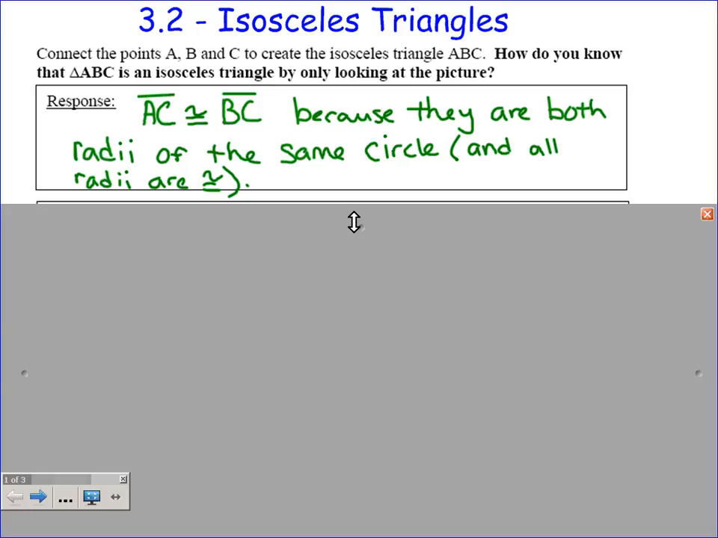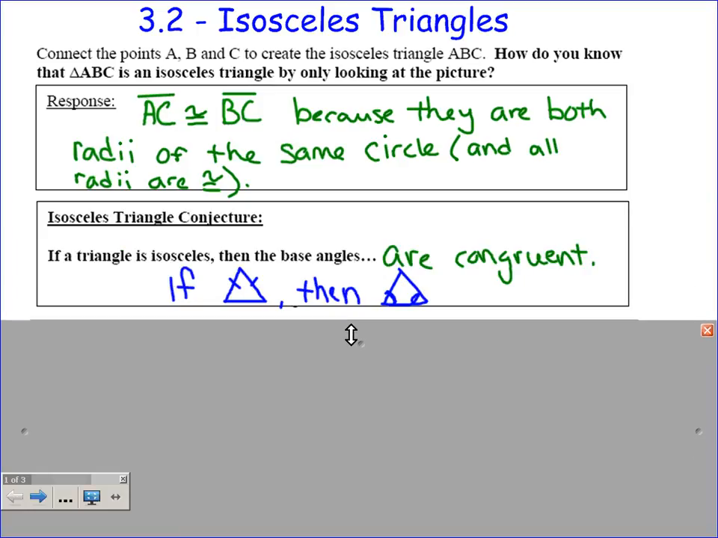You went through and you actually ended up measuring the angles and everything else, and you should have come up with some sort of conclusion here at the bottom, this conjecture, saying basically if a triangle is isosceles, then the base angles are congruent. You were measuring it. In picture form, this is basically what it means. If you have the two sides congruent, like this, and the angles opposite them are also congruent, just like so.